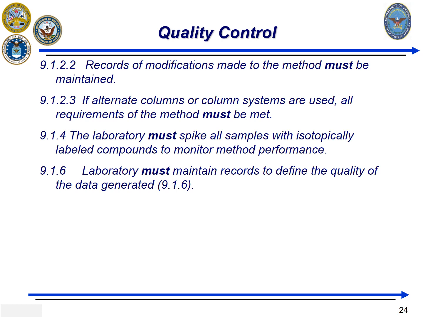Moving on to some of the quality control requirements of the method, Section 9.1.2.2 states that records of modifications made to the method must be maintained, and that if alternate columns or column systems are used, all the requirements of the method still must be met. The laboratory also must spike all samples with isotopically labeled compounds to monitor the method performance, so the EISs and the NISs. Both. And Section 9.1.6 states that the laboratory must maintain records to define the quality of the data generated. All of these are basic requirements that are also found in the Quality Systems Manual.